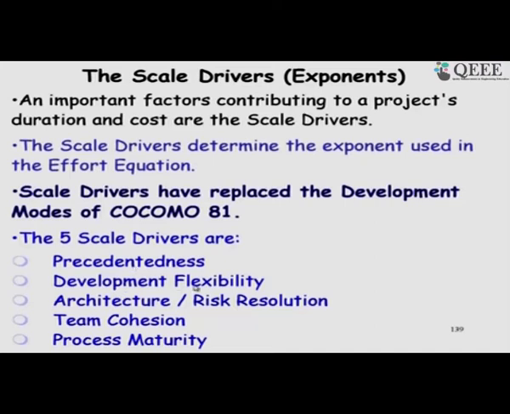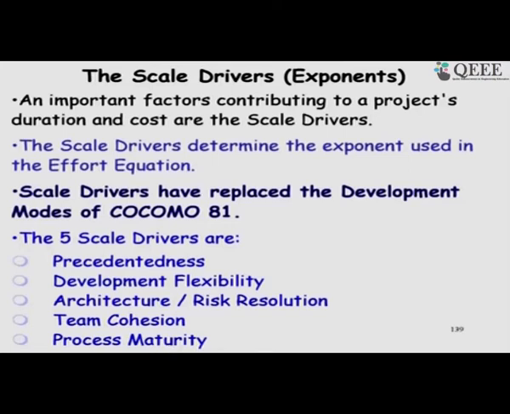Development flexibility. Do we have a stringent requirement to meet the budget and the schedule, or can there be a little accommodation there possible? Architecture risk resolution. How effectively are the risks handled? Team cohesion. Is the team well versed, worked earlier together? What is the process maturity? So, the process maturity can be in terms of do they have a quality certification?